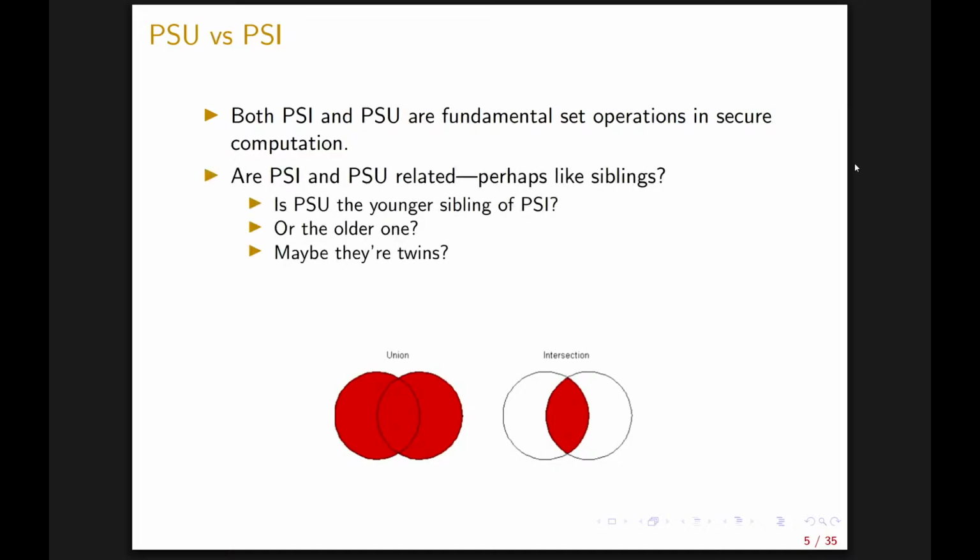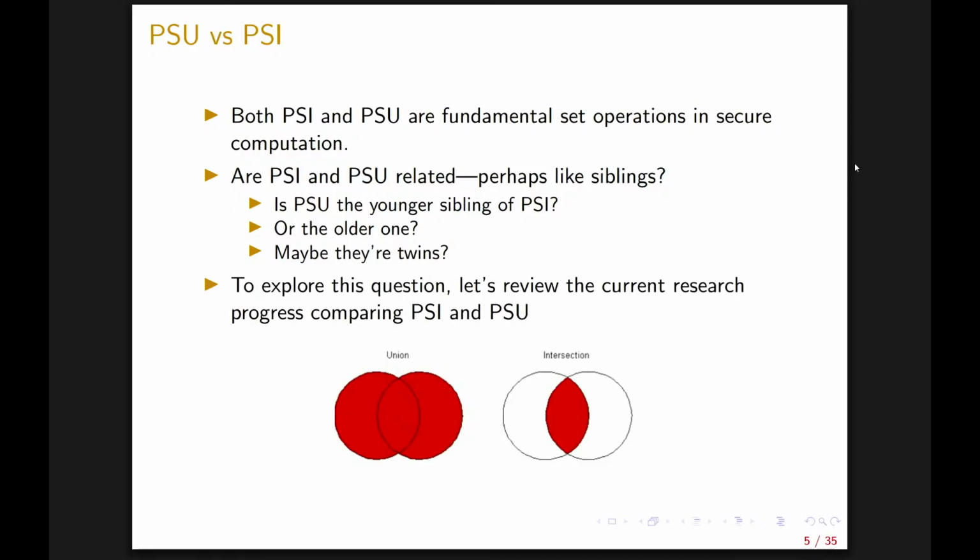So now you have a good overview of PSU's applications, and I raise a question; I'm not sure if we can answer it. I worked on PSI before, so I want to ask: what is the relationship between PSI and PSU? Are they siblings, younger, older? How can we answer this question? Any idea here? No?